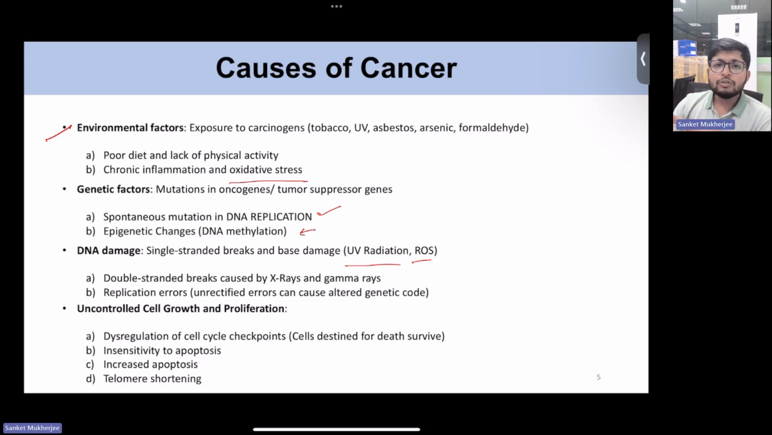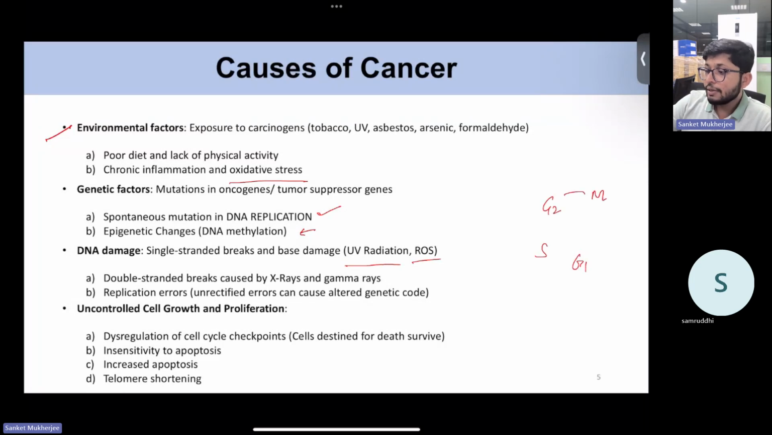Now, uncontrolled cell growth and proliferation is another reason, one of the hallmarks of cancer, which happens due to dysregulation of cell cycle checkpoints. So we know that there is a cell cycle which is maintained by every cell, which has different phases. Like we have the G1, S, G2, then we have the M phase, and then it is a cycle basically. And these cycles have checkpoints before they proceed to each of these phases. These checkpoints are essential to ensure that the cell is good enough or healthy enough to proceed to cell division.